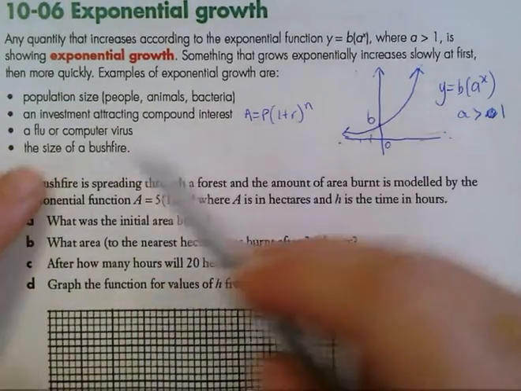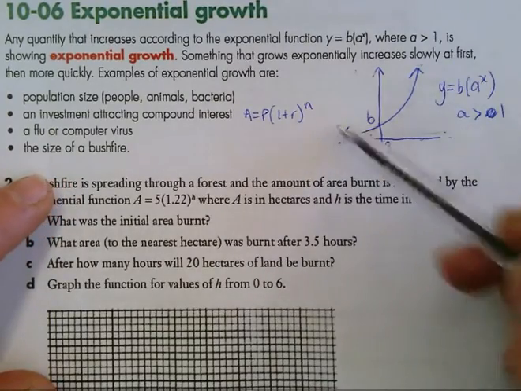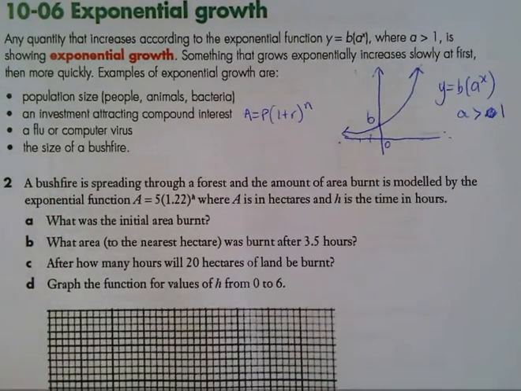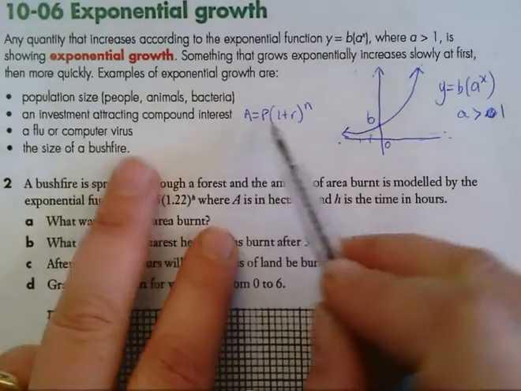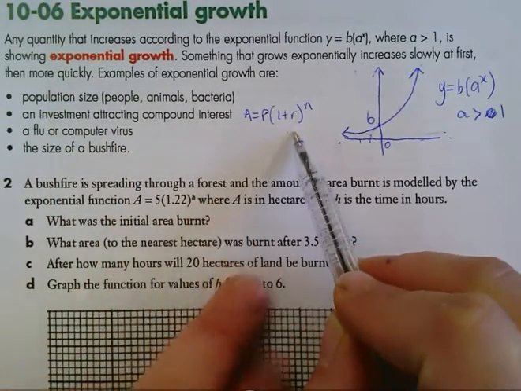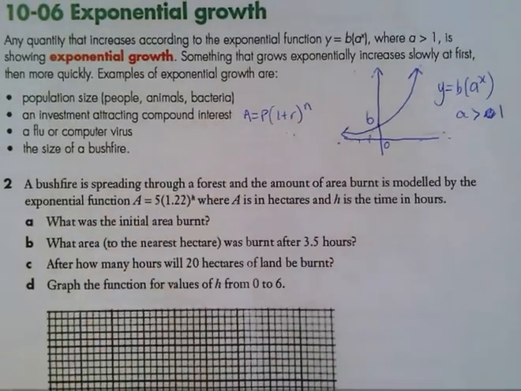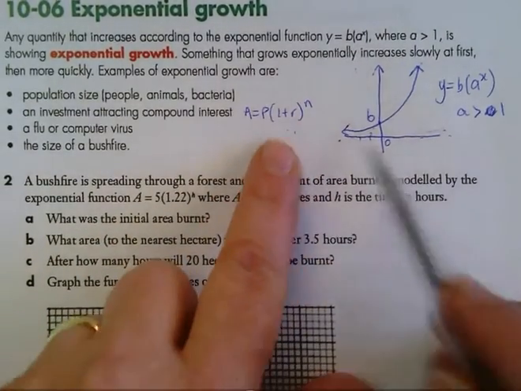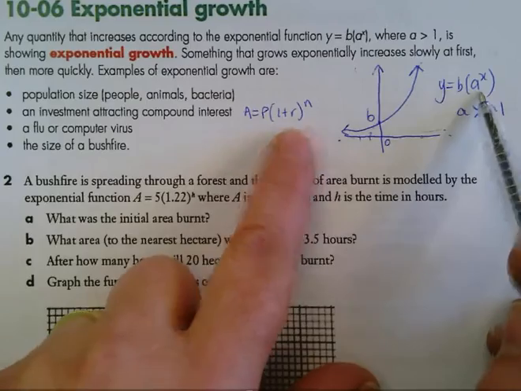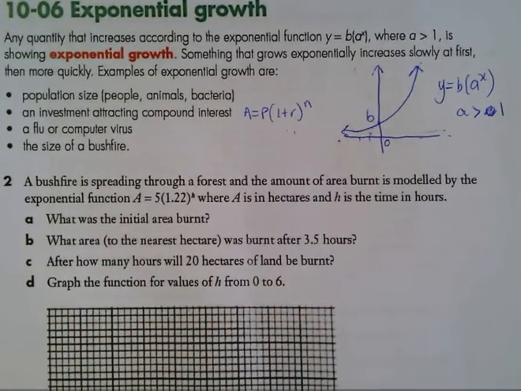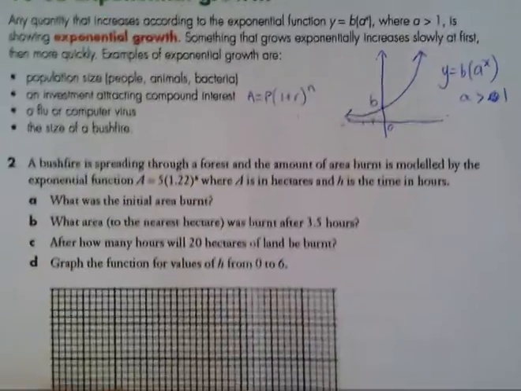A flu or computer virus would increase exponentially, and so would the size of a bushfire. But I think the investment attracting compound interest would be an example that you may be familiar with, that you've seen the equation for. So you can see that this is definitely an exponential type equation, because it's a number bigger than 1 to the power of n, times a constant out the front. Okay, let's look at an example here.